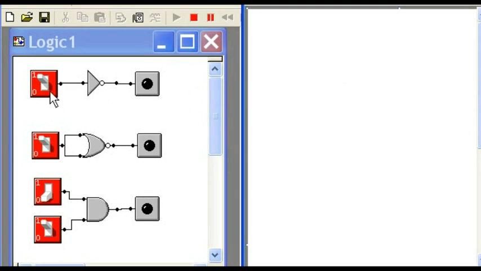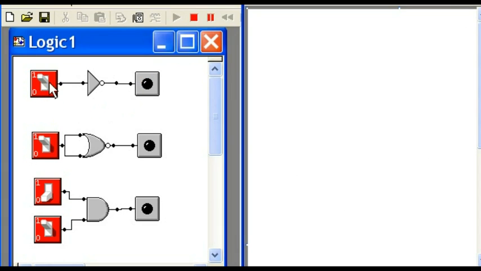First, let's take a look at an inverter. Here's an inverter over here. So, if I have a 1 on, the 1 travels along this line, hits the inverter, is changed into its opposite state, 0, and the light goes off. If I change the switch to a 0, 0 goes along the line, it hits the inverter, it switches to a 1, the opposite state, and the light goes on. Lights go on when there's a 1.